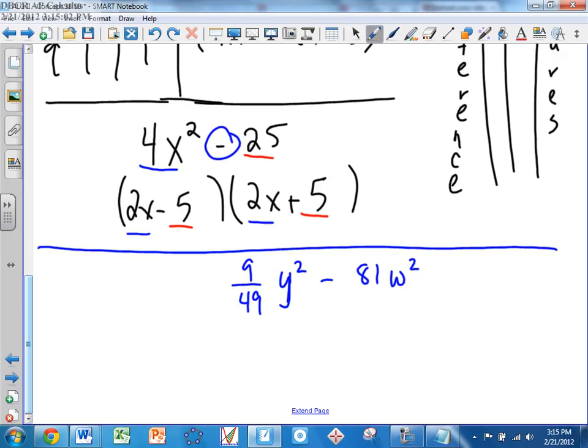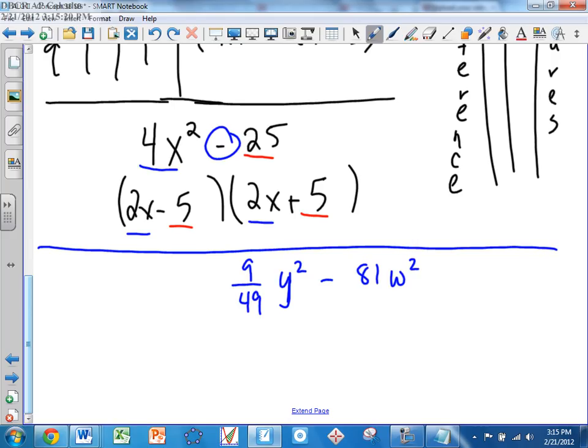What if we have 9 over 49 y squared minus 81 w squared? What do we got for this one? Same rule applies, people. Can I get one hand, please? I know a lot of you might have the answer. Andy? The 81 w squared becomes 9w. Good.